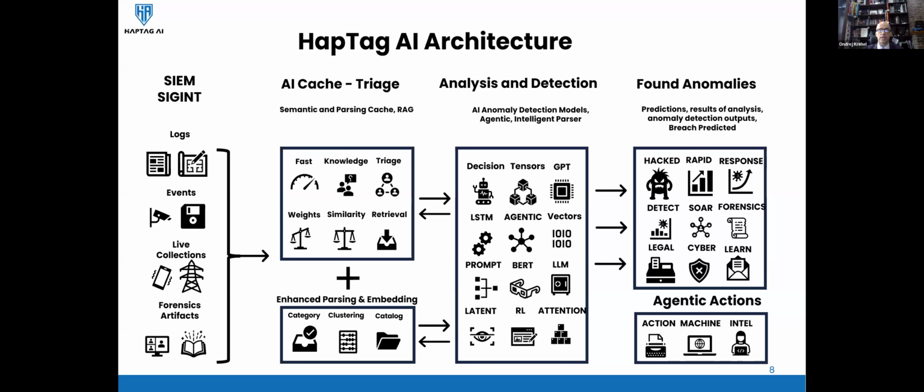So what is the result? Our result is when the SIEM or EDR product misses the events or is unable to connect them together, we actually connect them together.